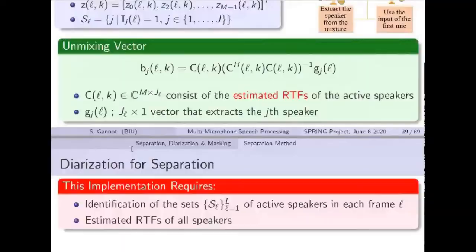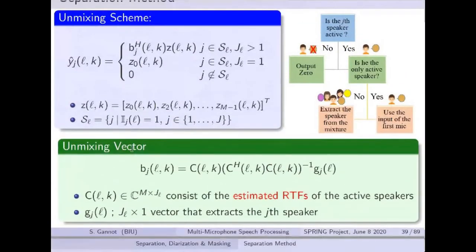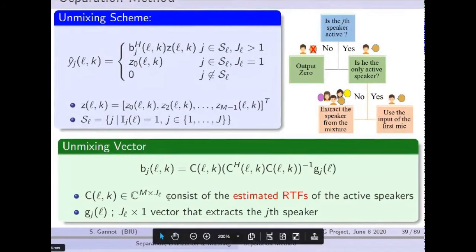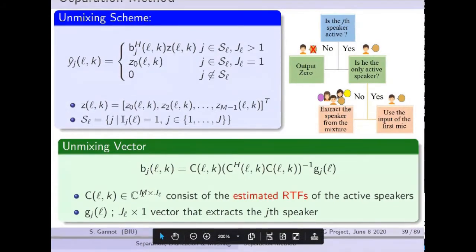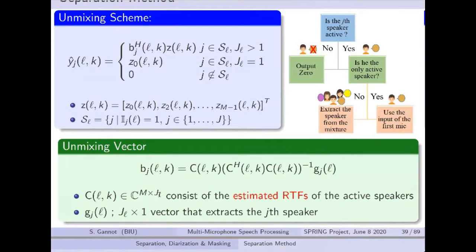Sharon? Yes. Did you define C already? Yeah, I did it in the first part. The easiest way is to have all the RTFs as vectors of this matrix C. So if you have J_L vectors of active speakers, or active RTFs, it will be M times J_L, since we have M microphones and J_L concurrent speakers in this frame. Mm-hmm. So this is the matrix of RTFs.